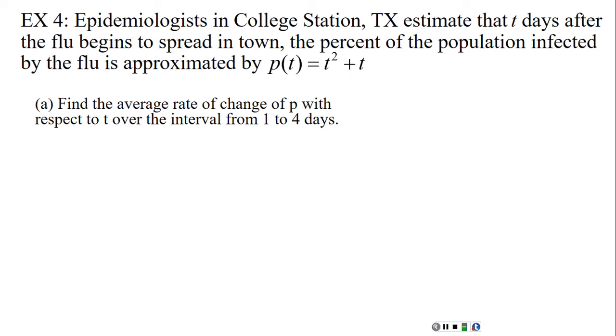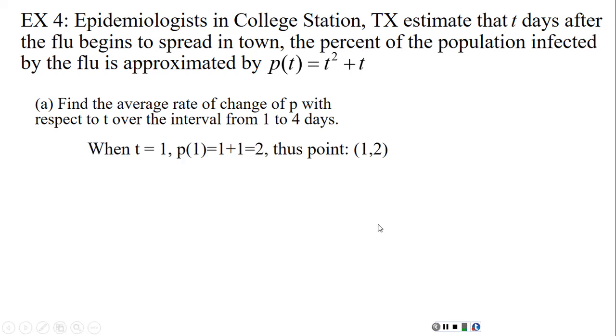Plug them in. So that's what I'll do first here. So when t equals 1, if we put a 1 into our equation, we'd get p of 1 equals 1 squared, which is 1, plus 1, which equals 2. And so our first point would be the point (1, 2). So I have to find my first y value. So when x is 1, y is 2. That's one of my points.